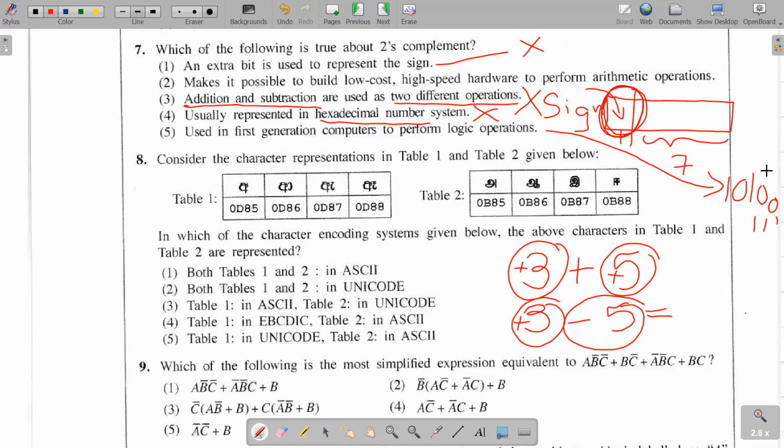Taking what the processor needs. Right? So they don't need to go with this plus 3 conversions, minus 5 conversions. They don't need to. So because of that, all these 4 things are wrong. We can go with the second one. Right? So when it comes to the second one, these low cost, high speed hardwares.